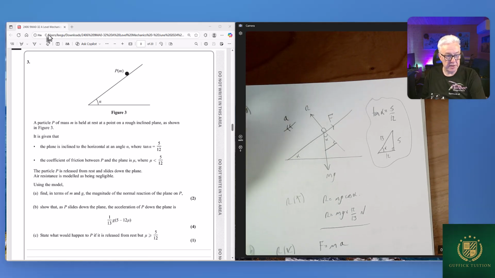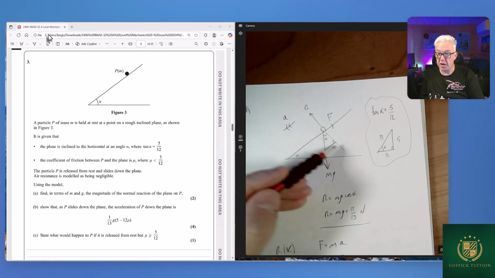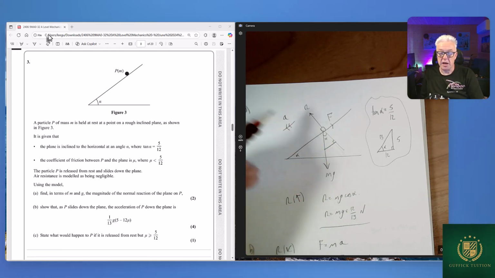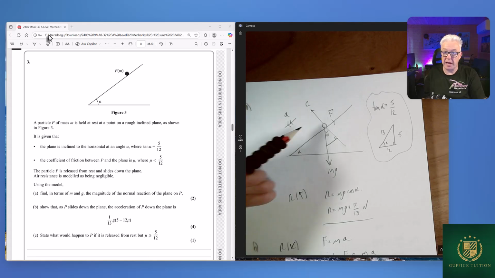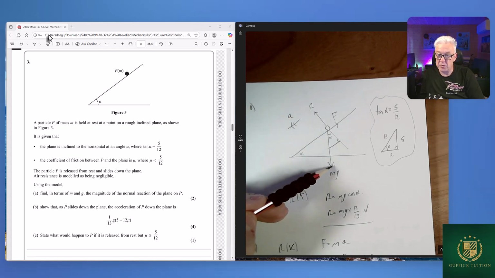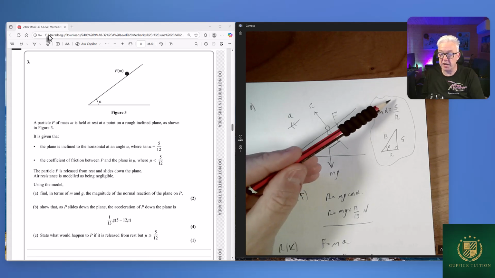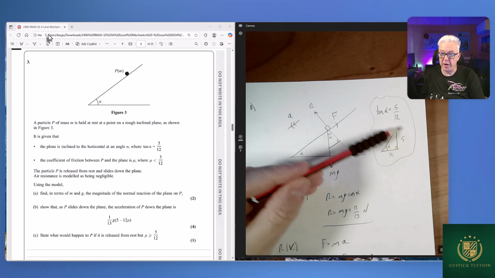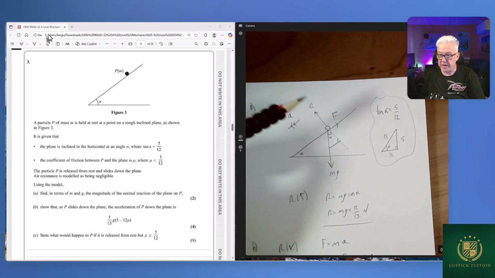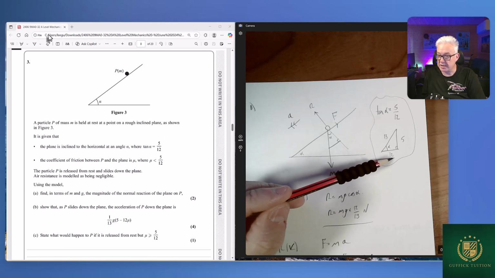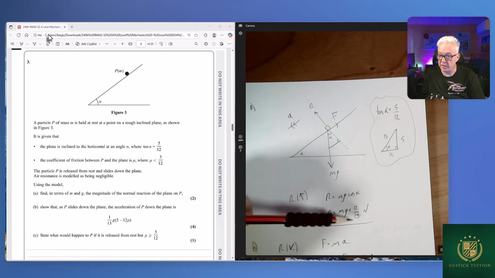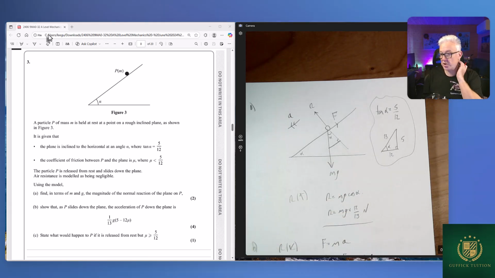So first of all, we've got to find the normal reaction, so we need to resolve perpendicular to the plane. And resolving perpendicular to the plane, we get that R is equal to mg cos alpha. Now we're given also that tan alpha is 5/12. So that's a Pythagorean triple. That means that cosine is going to be adjacent over hypotenuse, so 12/13. So there's our expression, mg 12/13 newtons, and that's our answer to part A.